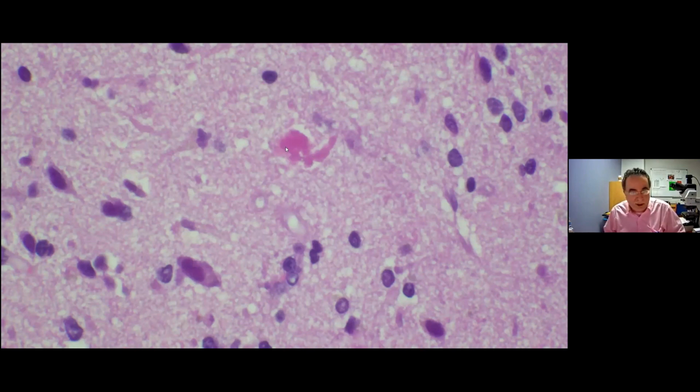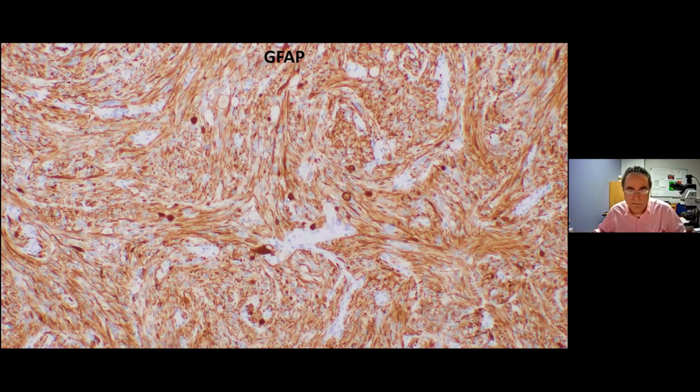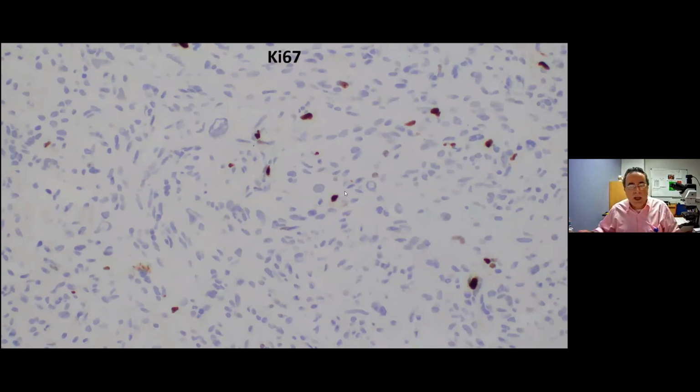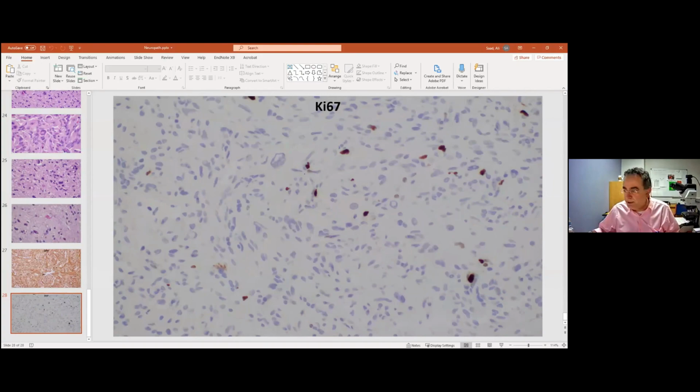accumulation of alpha-beta crystallin. Why is it an astrocytoma? Because it's diffusely positive for GFAP. And Ki67 is very low, as expected in a grade 2 tumor. It's around 2 to 3%. So this is an example of a pleomorphic xanthoastrocytoma, WHO grade 2.